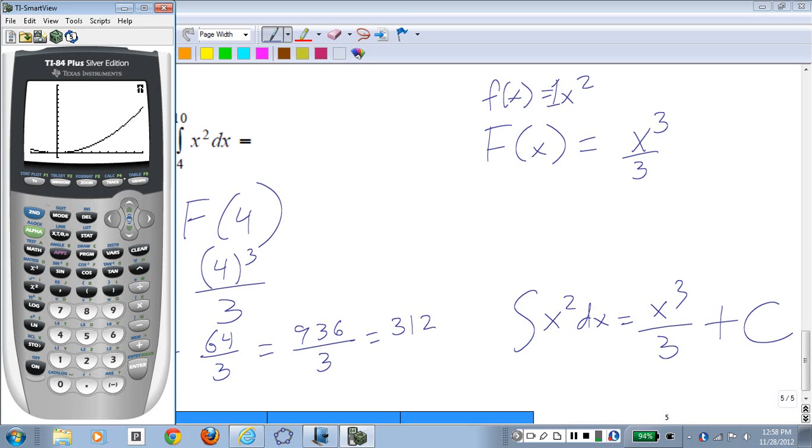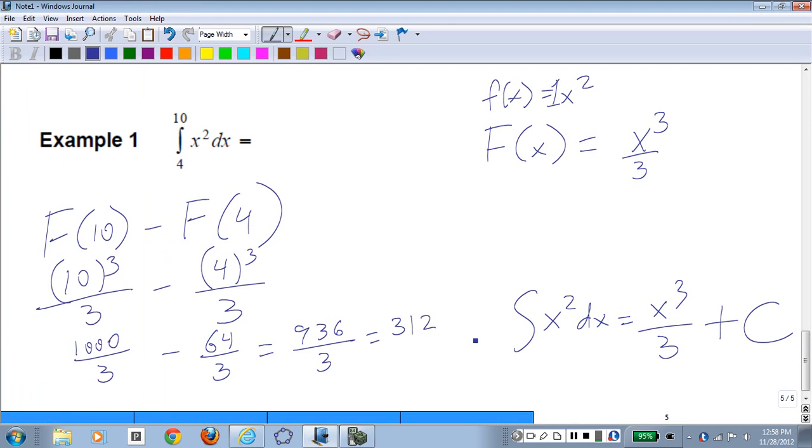If I go second calc, integral from 4 to 10, it shades it and agrees with us. 312 is what we get for the area there. So we're just finding an antiderivative. Any antiderivative will work. Evaluate at the upper limit, evaluate at the lower limit, subtract. That's the area.